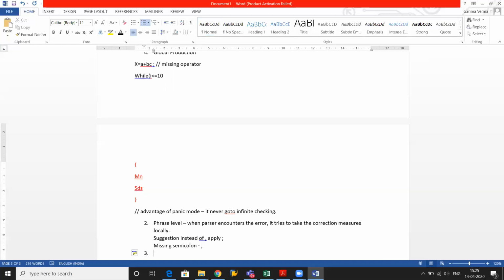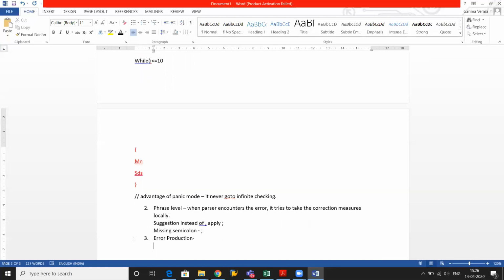Now the third method is called as error production method. Error production. Now what happens in the error production method? The compiler developer prepares a list of the errors, an exhaustive list of the errors, and the productions, that is, what type of productions you might have made because of which these errors are coming. Right. So it will make a list, it will feed the list into the error handler that these are the productions, and through this production these type of errors can be created.